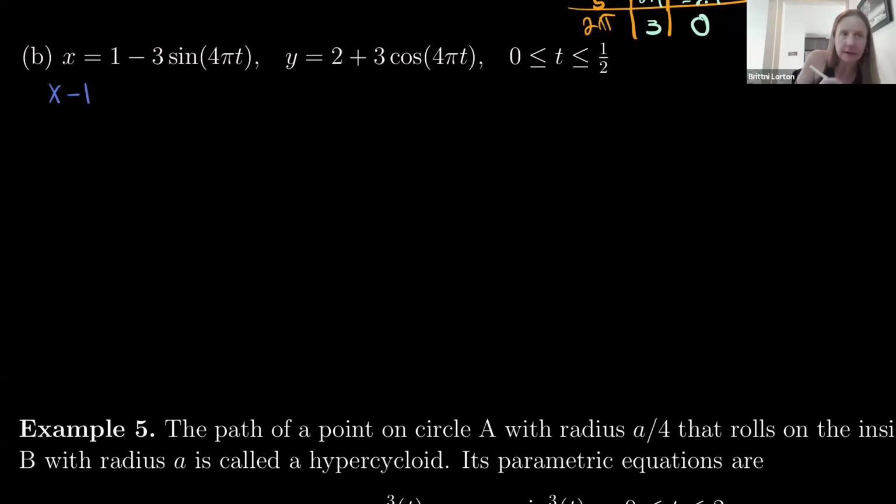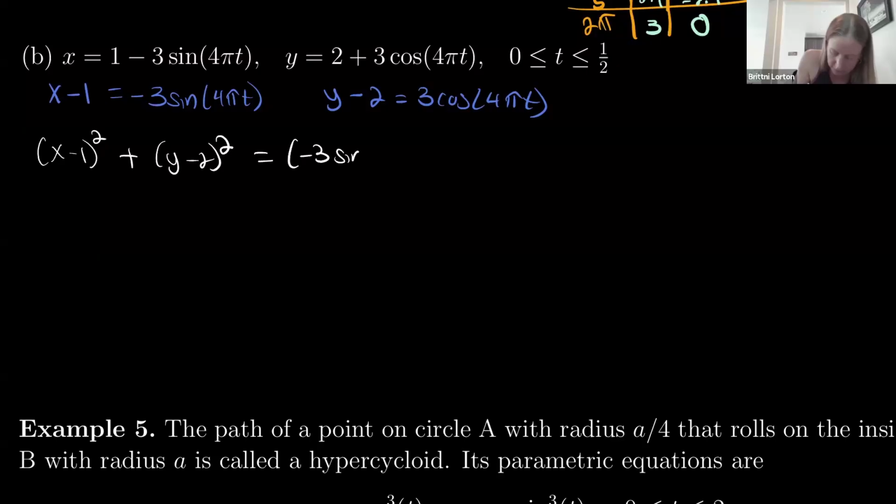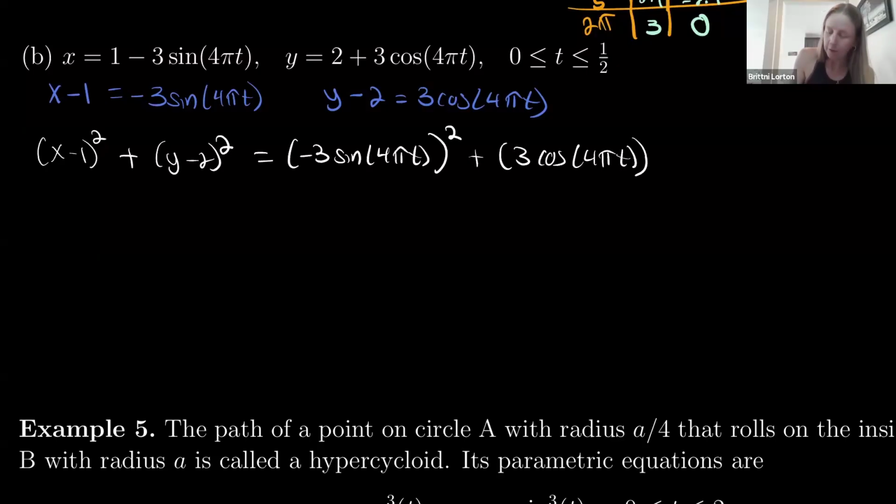So I'm going to rewrite x equals 1 minus 3 sine of 4 pi t as x minus 1 equals negative 3 sine of 4 pi t, and then y minus 2 equals 3 cosine of 4 pi t, and then I'll square both sides. So I'll do the x minus 1, the entire quantity squared, and also the y minus 2, the entire quantity squared, and that will give me the negative 3 sine of 4 pi t squared, plus the 3 cosine of 4 pi t squared. And then we continue this simplification here.